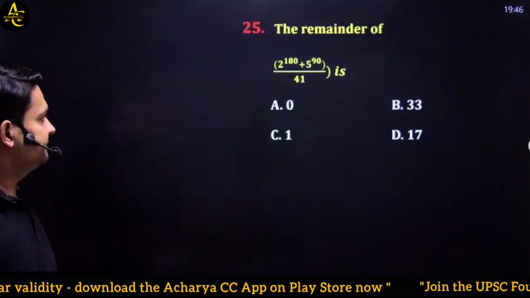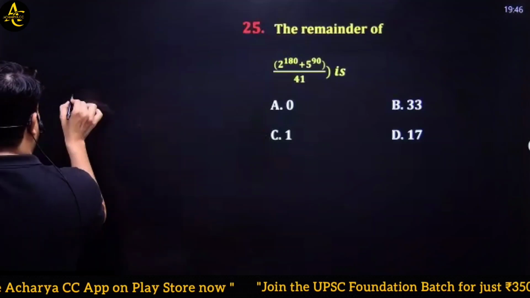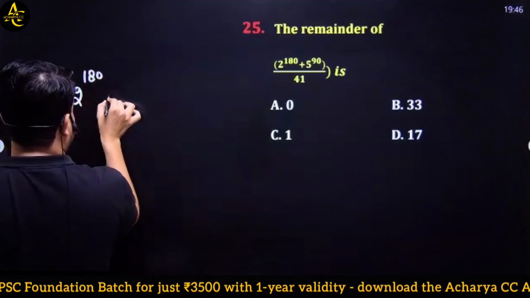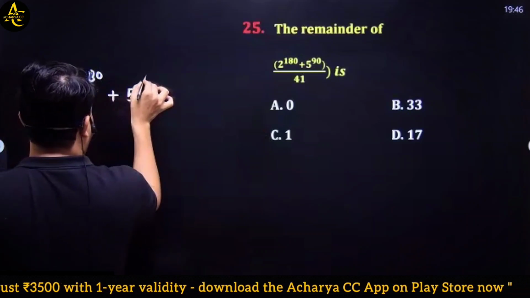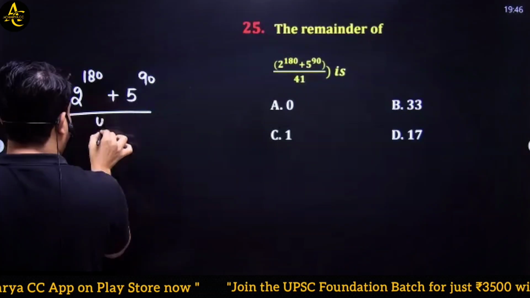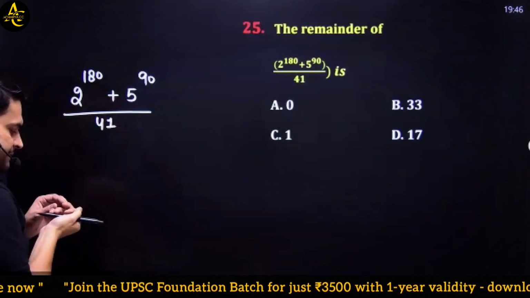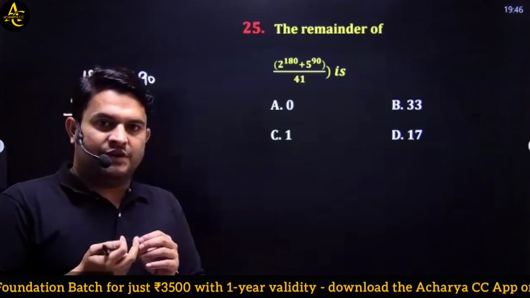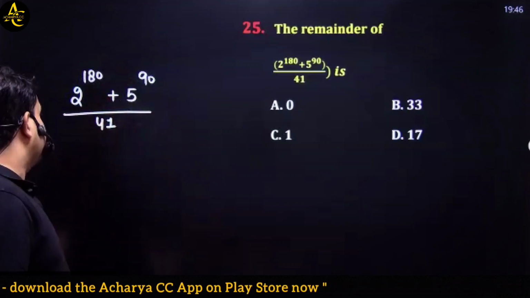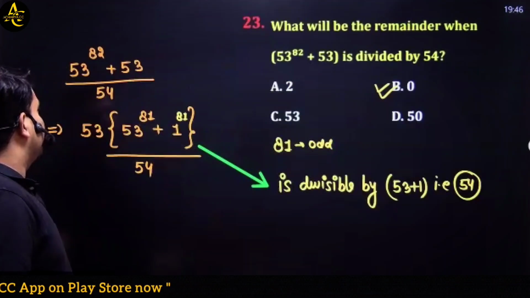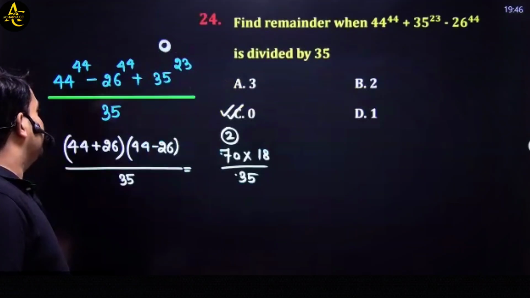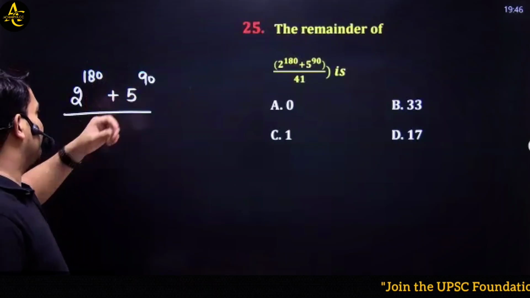Try to solve it. See, 2 to the power 180 plus 5 to the power 90. What you have to do is make their powers common. Look, there is a plus sign in between. So you have to make a to the power n plus b to the power n, meaning you have to make their powers odd.